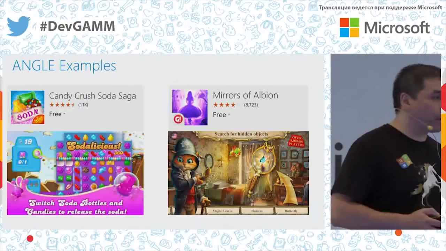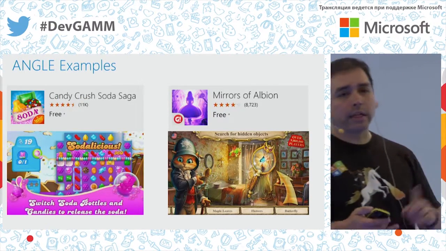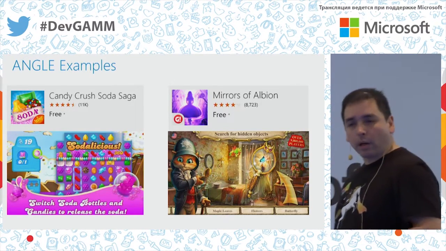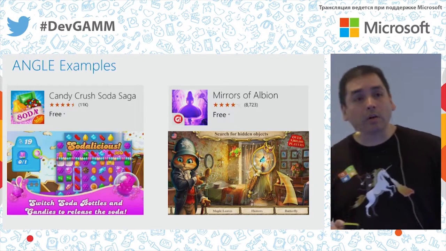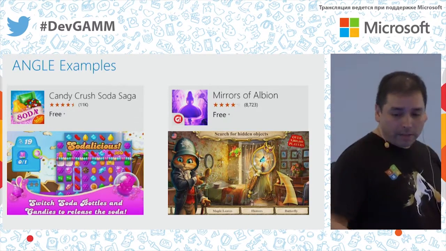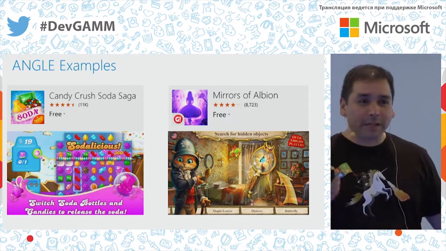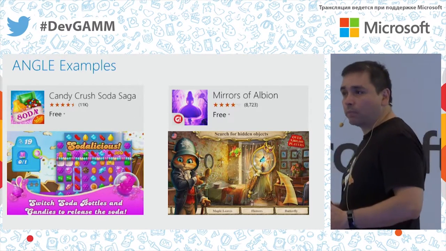Some examples of games that are using Angle: King has brought all of their games, like Candy Crush Soda, Jelly, and Paradise Bay, onto the platform using Angle. There's also Game Insight, which has several games on the platform. Hopefully everybody here knows Game Insight is one of your local game publishers here.